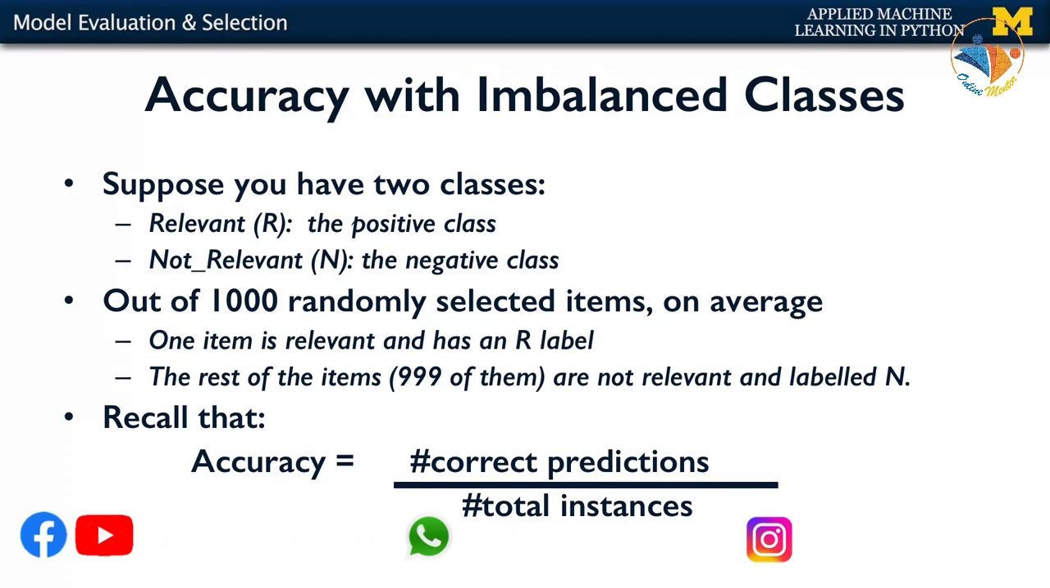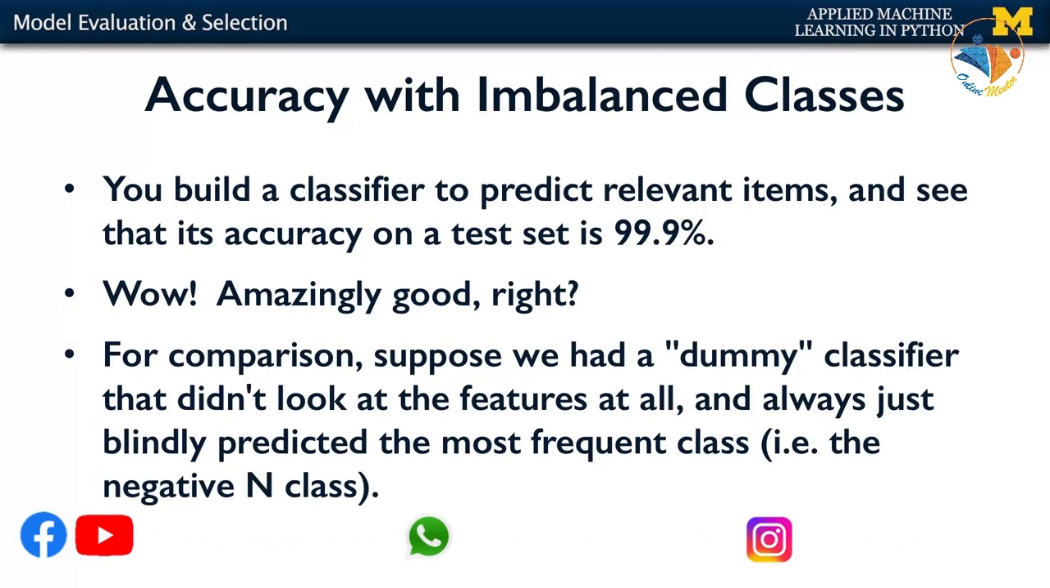So recall that accuracy computed over a set of instances is just the number of instances where the classifier's label prediction was correct divided by the total number of instances. Let's suppose you develop a classifier for predicting relevant e-commerce items. And after you finish the development, you measure its accuracy on a test set to be 99.9%. At first, that might seem to be amazingly good, right? That's incredibly close to perfect.